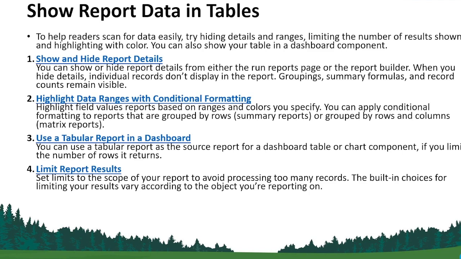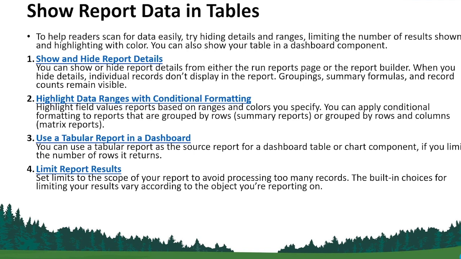So the first option is your show and hide report details. You can show or hide report details from either the run reports page or the report builder. When you hide details, individual records will not be displayed in the report. The grouping is available, the summarized formula, the record count, all things remain visible. Only the individual records you are hiding. The grouping, the summary, the formulas, the record count, these things will not be hidden. These will be visible.